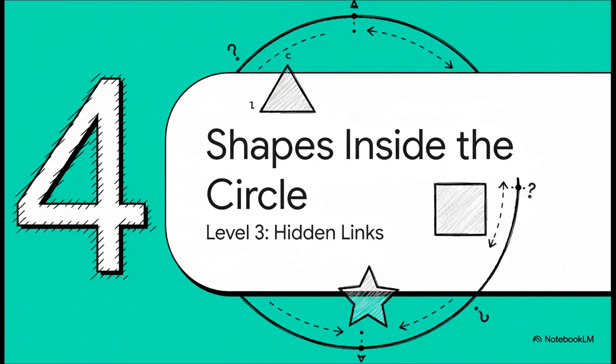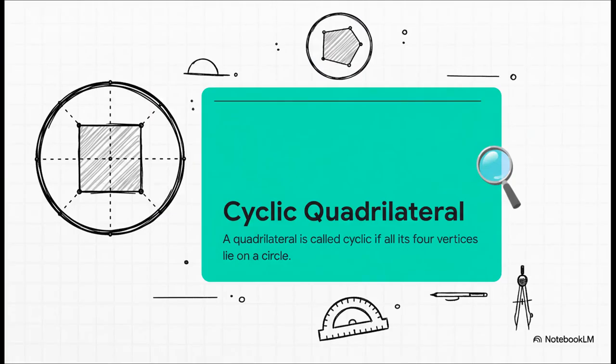All right, you're doing great. Time for the final level. Let's look inside the circle and uncover the hidden connections between the shapes that form within its boundary. So first, we need to meet a special kind of shape. It's called a cyclic quadrilateral. And it's really simple. It's any four-sided shape where all four of its corners, its vertices, are sitting right on the circumference of a circle.